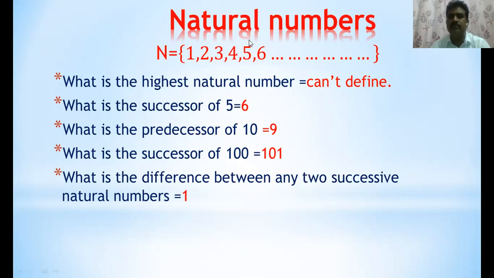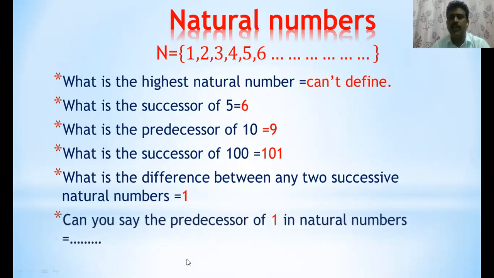If you take, for example, 5 and 6, observe here. For 5, if you add 1, then 6 comes, isn't it? So for 5 and 6, the difference is only 1. Like that, for 4 and 5, the difference is only 1. That is, the difference between any two successive natural numbers is 1 only. Okay, children? All these things we can observe in natural numbers.